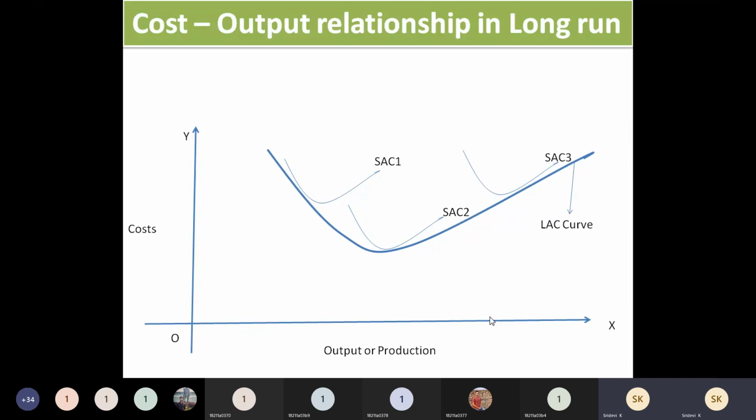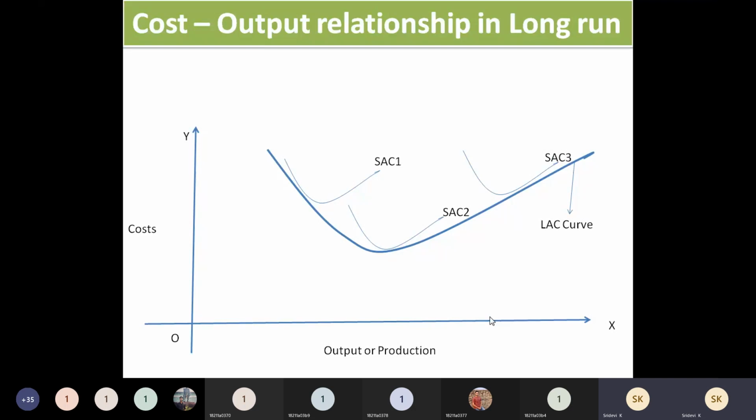Okay. So that means long run average cost curve is framed by using different short run average cost curves. To differentiate, I have given here SAC. SAC means short run average cost curve 1, like that. 2, 3. SAC 1 is nothing but short run average cost curve 1. 2 indicates 2.